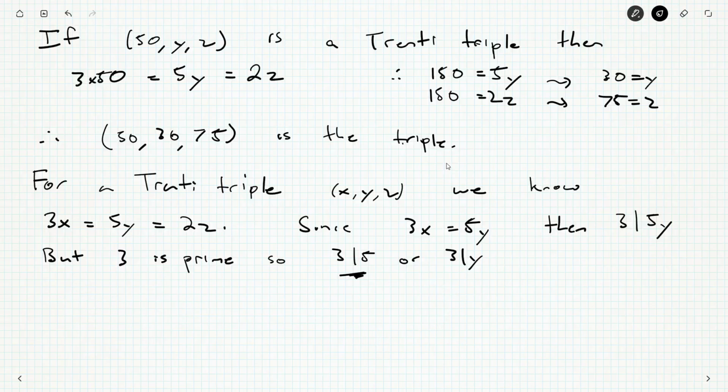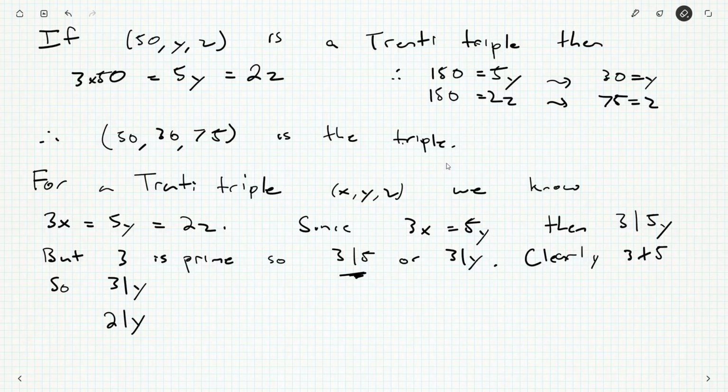Okay, now we can see clearly 3 doesn't divide 5. I mean, that's just basic math. So 3 has to divide y. So 3 is a factor of y. Now, we could do the exact same argument and then get 2 has to divide y, and then, well, if 2 and 3 are both factors, then their product's going to have to be a factor. But I'll show you another way to do it.